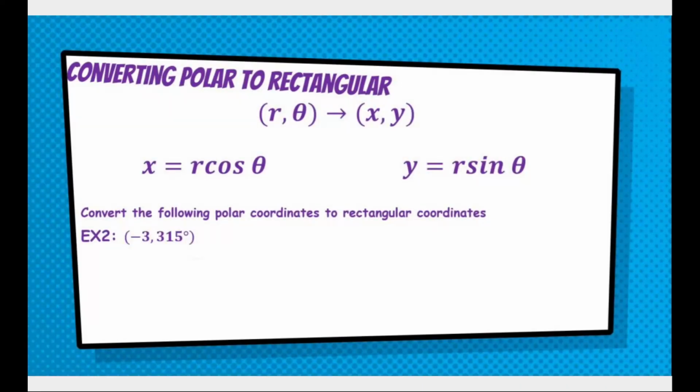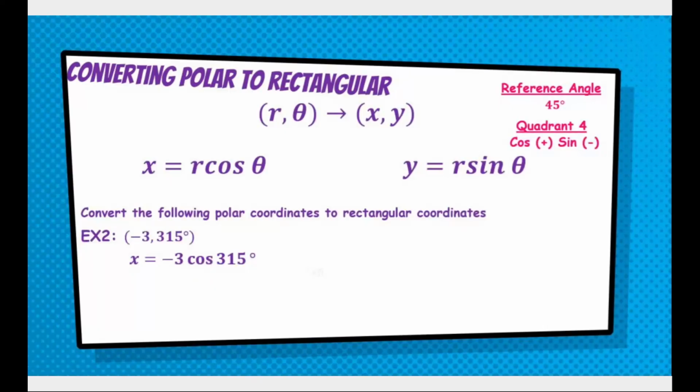Let's try this one. So plugging in for x, we're going to do -3 cosine of theta. We have a 45-degree reference angle, and we are in quadrant 4. Quadrant 4, remember, cosine is positive and sine is negative. So that is my 45-degree reference angle, so that's going to be positive root 2 over 2. If I simplify this, -3 times all of that is just that. So that's my x value.